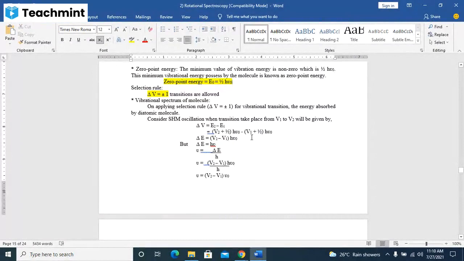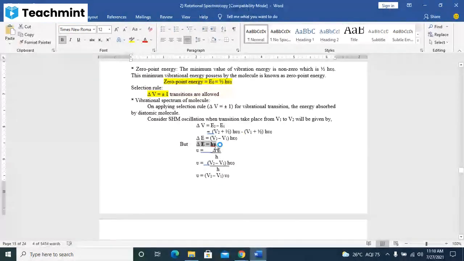E2 minus E1 is (v2 plus half) h nu 0 minus (v1 plus half) h nu 0. Delta E is equal to (v2 minus v1) h nu 0. The half will get cancelled when you simplify this bracket, and (v2 minus v1) h nu 0 will be left, and delta E is equal to h nu. Therefore nu is equal to delta E by h. How does this delta E is equal to h nu come?